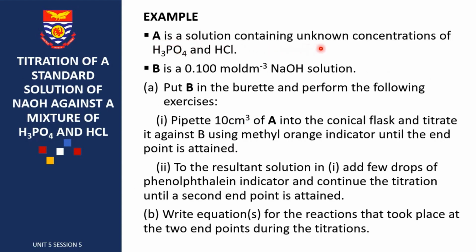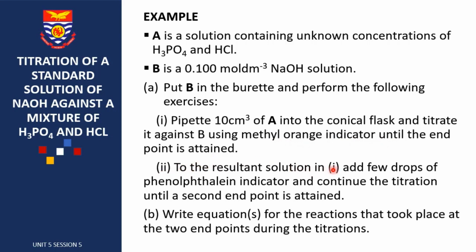A is a solution containing unknown concentrations of phosphoric acid and hydrochloric acid. B is a solution of 0.1 molar sodium hydroxide. You have to put B in the burette, that is the base in the burette. Pipette 10 cubic centimeters of A, that's the mixture, into the conical flask and titrate against B, the base, using methyl orange indicator until the end point is attained, then add a second indicator to the resultant solution.